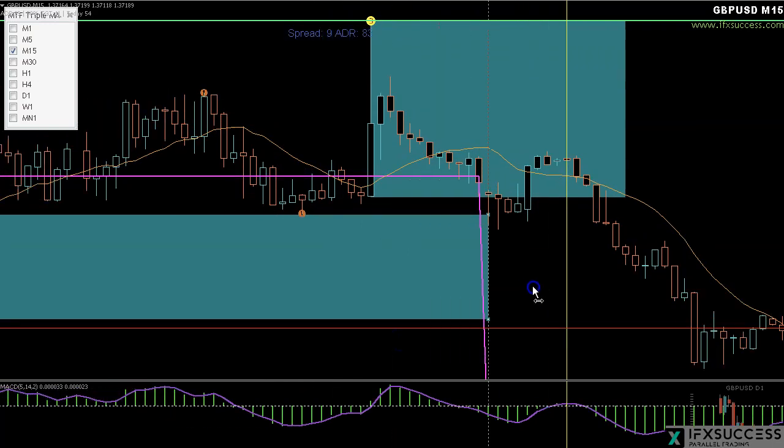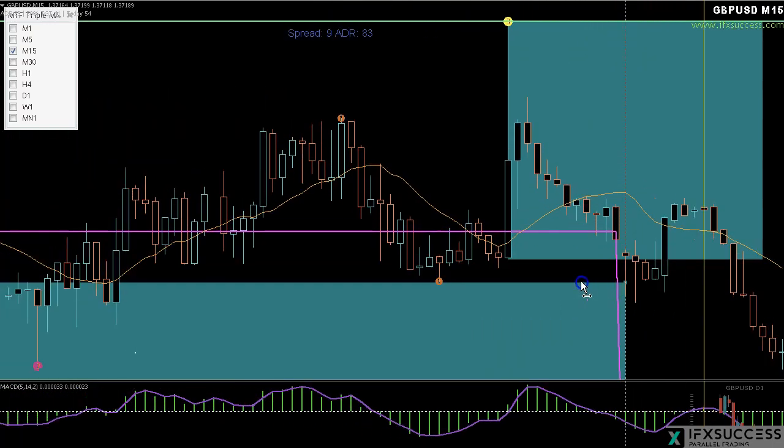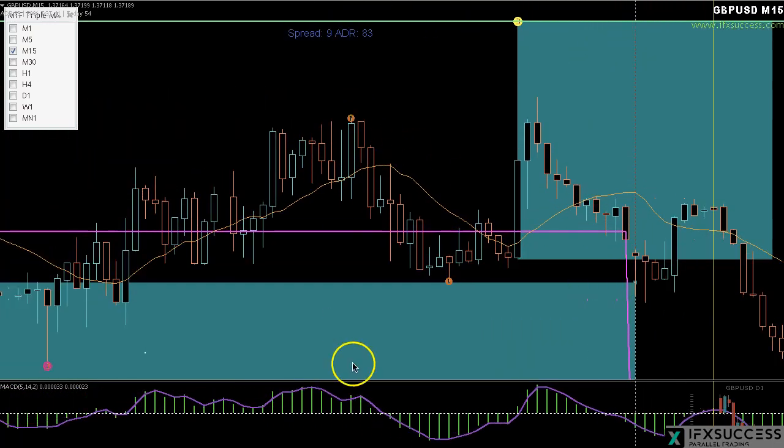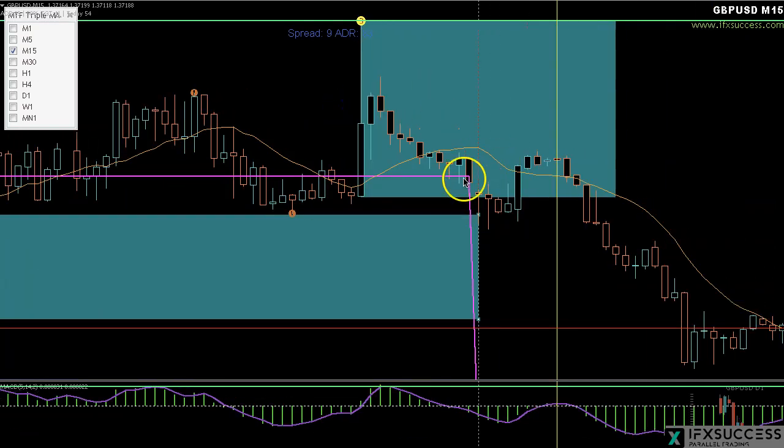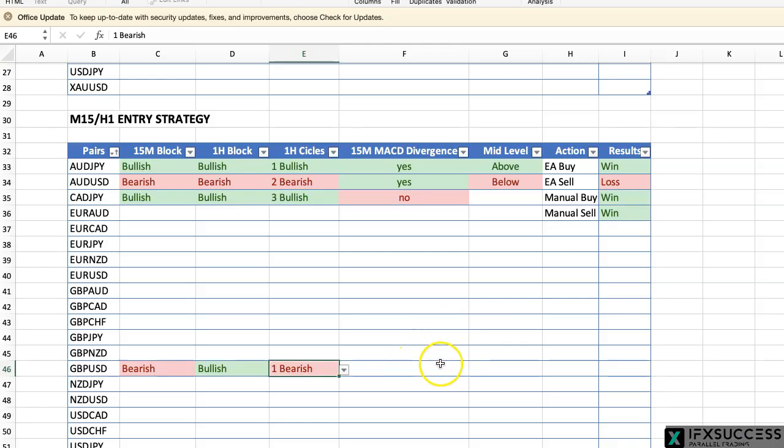Well, we will have to go back a little bit in time, and well, we kind of didn't get any divergence, because this went up and then this MACD kind of stayed within the same level. So there was no divergence. So the only thing is that I would just leave that alone. I would just say no, and I would just say below mid-level, right?